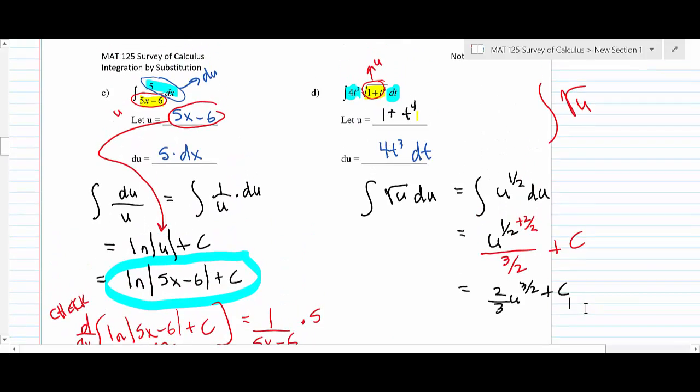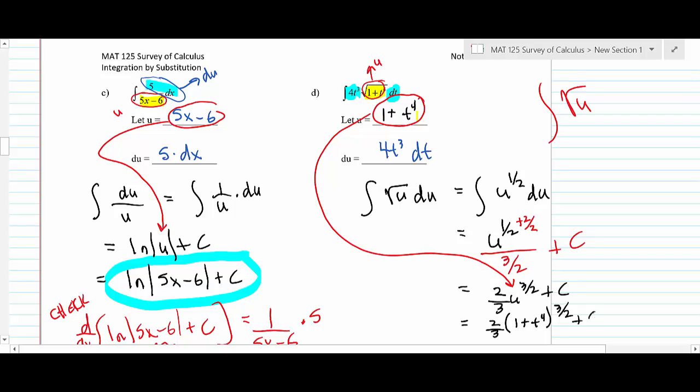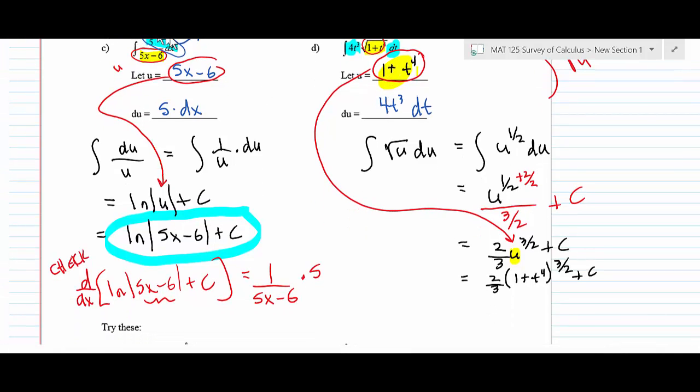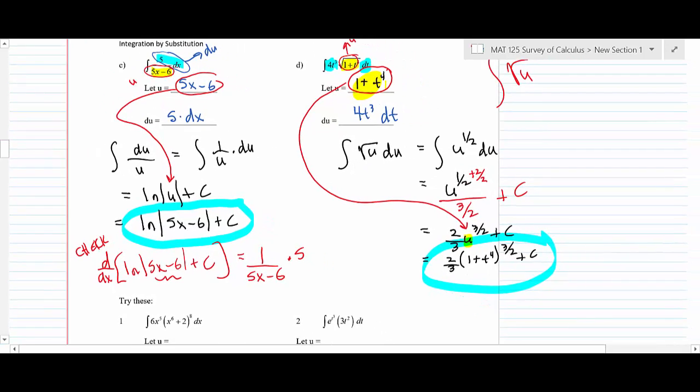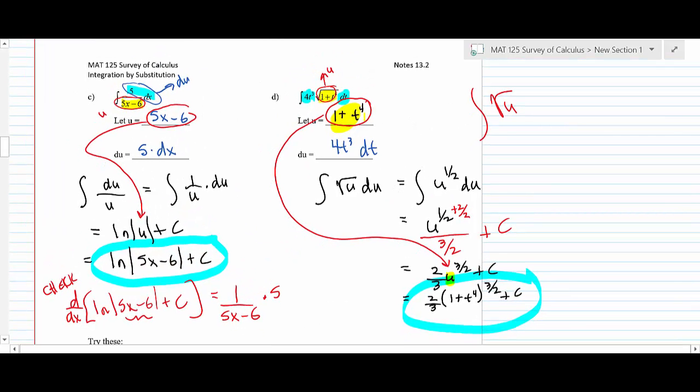But I'm not done because I have to substitute back in. You take the u and plug it right in there, and then you've got your answer. You always have to end up with the problem that way. So you have 2/3, and then 1 plus t to the 4th, to the 3/2, plus c. I'm replacing the u with what I substituted at the beginning of the problem, because you want your answer to have the right variables in it. So that would be the answer. You can check it, and it'll definitely check if you do it the right way. Do you understand how I'm figuring out what to choose for u?